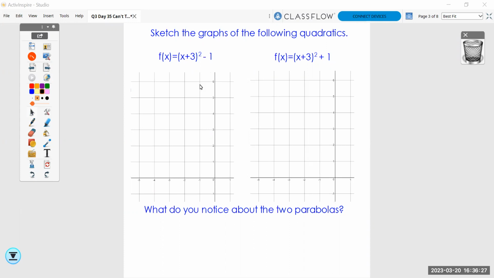And don't forget, you're copying what I'm writing on your worksheet. So you should have gotten a worksheet from the sub, the guest teacher, and you are copying what I'm writing.